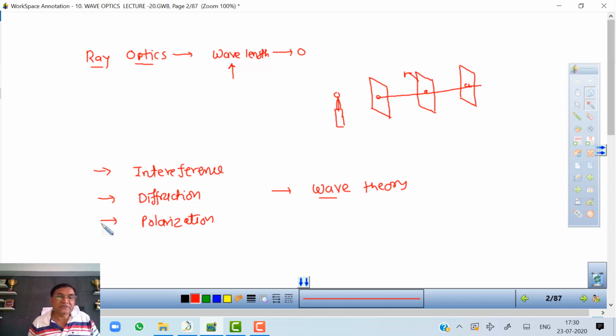And to explain these three phenomena, we need to explain certain things which are the base of our wave theory. So if you see the text, in the first page, you can see the introduction.